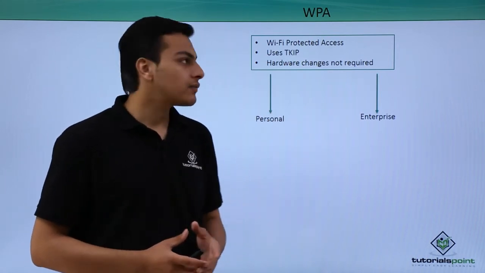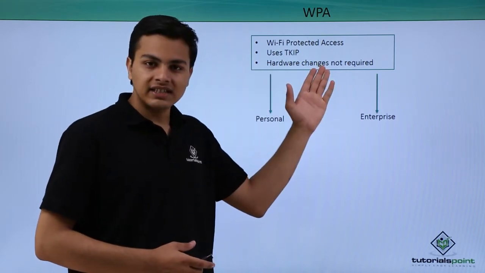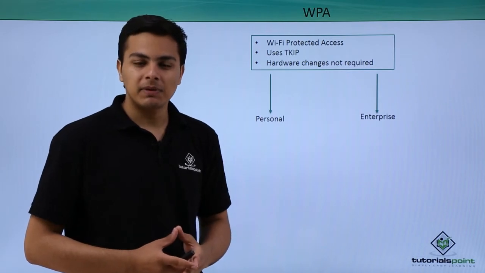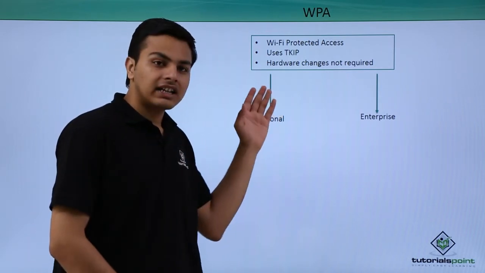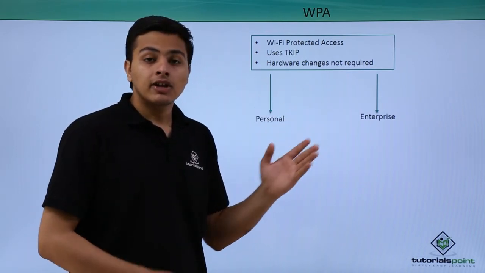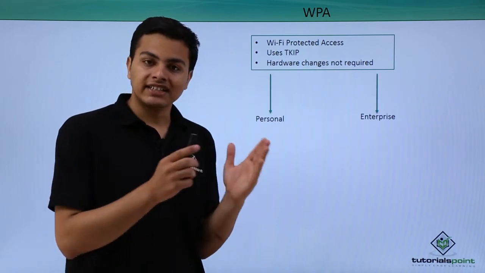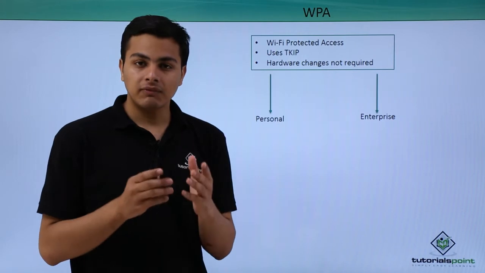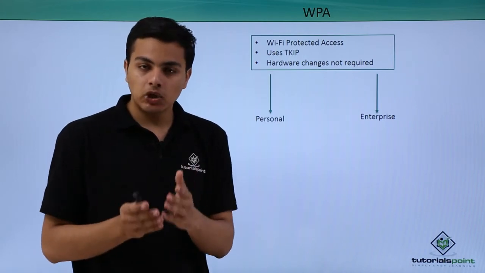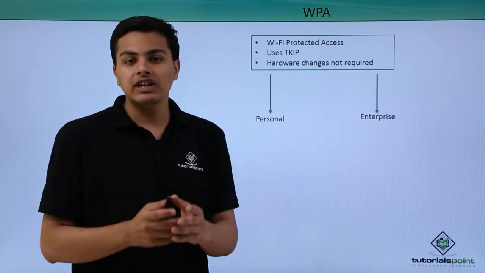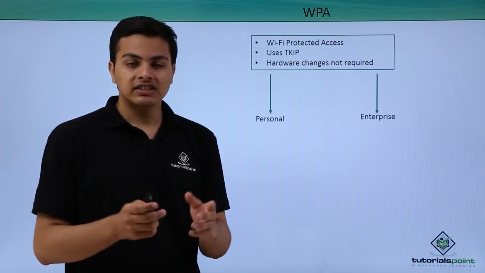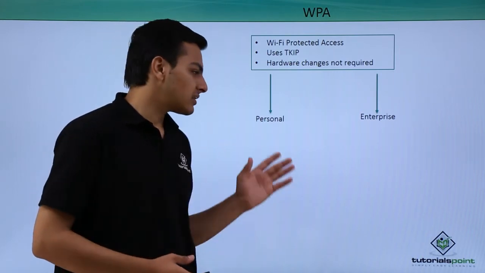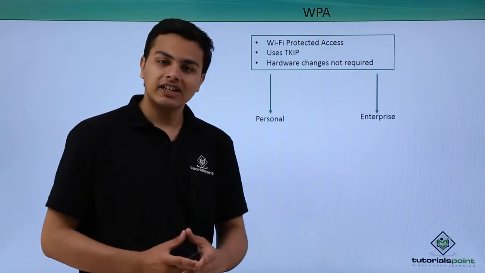WPA stands for Wi-Fi Protected Access, and WPA uses TKIP. WPA was based on WEP, and hardware changes are not required. At that time our access point used WEP, and if we wanted to configure our access point to use WPA, there was no need of changing the hardware. This is the main benefit of WPA, and WPA was also available for personal as well as enterprise.